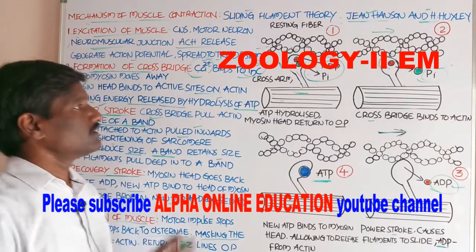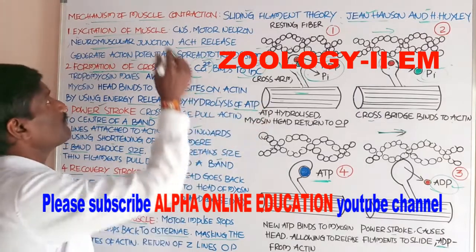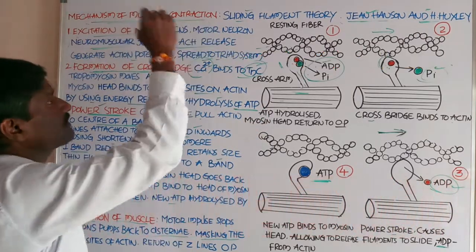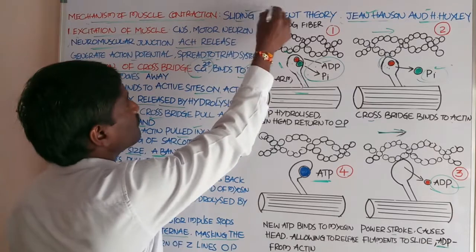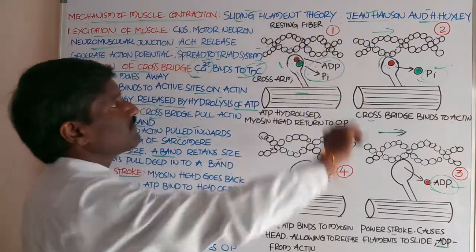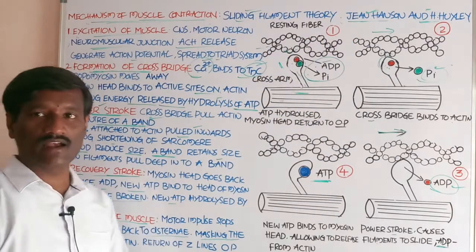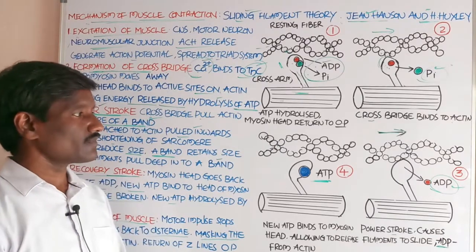Okay student, this is the entire process of the mechanism of muscle contraction by the sliding filament theory given by Jean Hanson and H. Huxley. Okay, student.